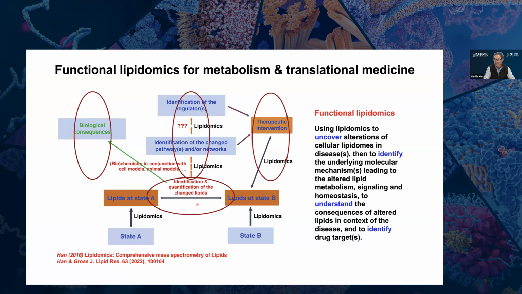Then it identifies the underlying mechanism leading to this lipid change, studies the biological consequences of the change, and whether the target identified from the mechanistic study can serve as a drug target. So overall, those are the three or four buzzwords in functional lipidomics.